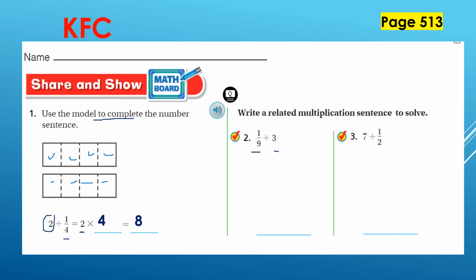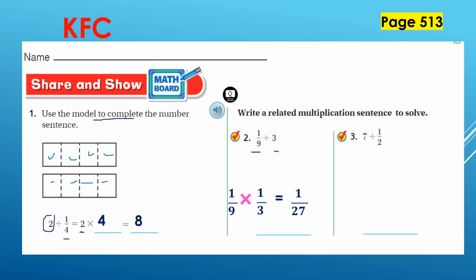So let's apply the KFC. Let's say it together. KFC. Keep, flip, change. Keep the 1 over 9. Excellent. Flip the 3. Now it's 3 over 1, but flip it. It will be 1 over 3. Excellent. Change the division to multiplication. Perfect. Now, everything is easy. Equal sign. 1 times 1 is equal to 1. 9 times 3 is equal to 1 over 27. Simple fraction, perfect answer. Let's do number 3.